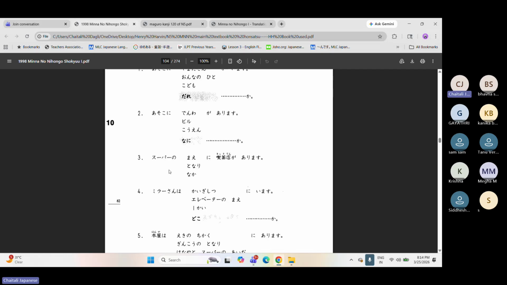Now we start with the grammar. Page number 82, chapter number 10, Renshu A. Now, when you see this ga imasu and ga arimasu, I want you to circle this, put an arrow out and write for living beings.